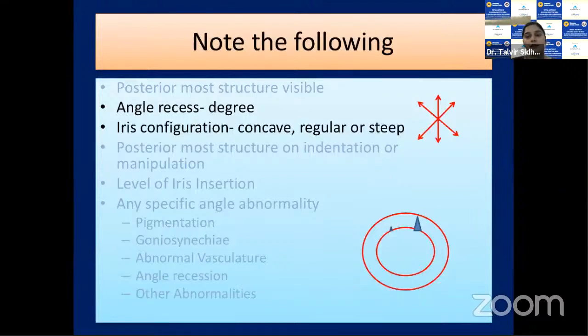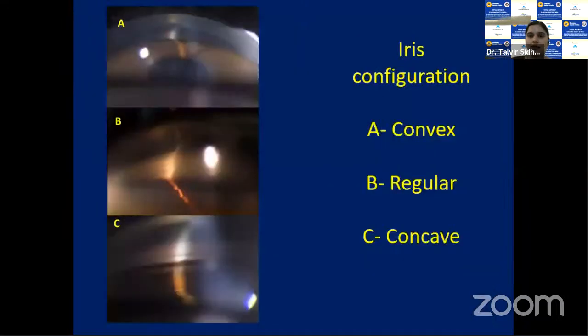And following that, what you see is what is the angle recess in degrees and what is the iris configuration. You have still not started doing manipulation or indentation gonioscopy. You have to note all these findings. So iris configuration could be convex, for example, in this picture, or it could be a straight iris configuration where the iris is flatly placed over the lens, or it could be curved backwards or a concave picture, which is usually seen in a pigmentary glaucoma. Here you can see that there is a band of pigment over the trabecular meshwork, and a concave iris configuration indicating a pigmentary glaucoma.